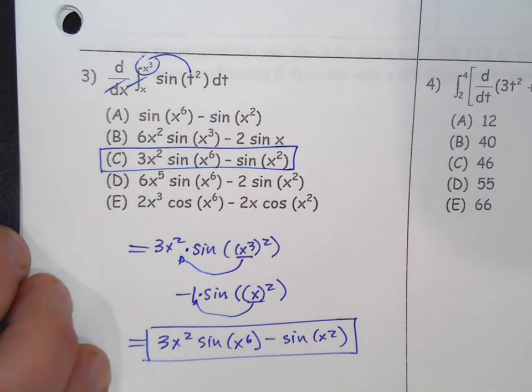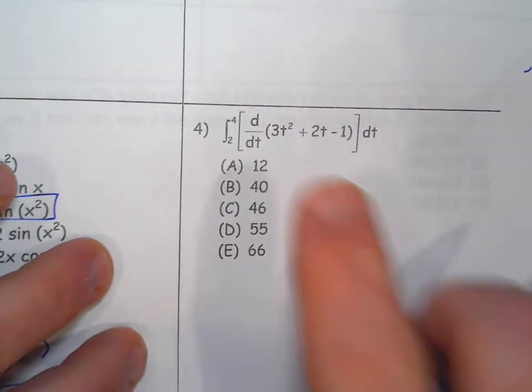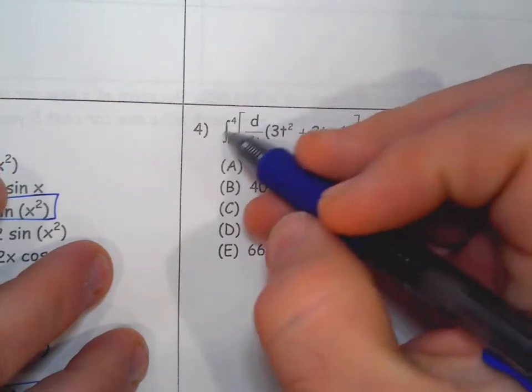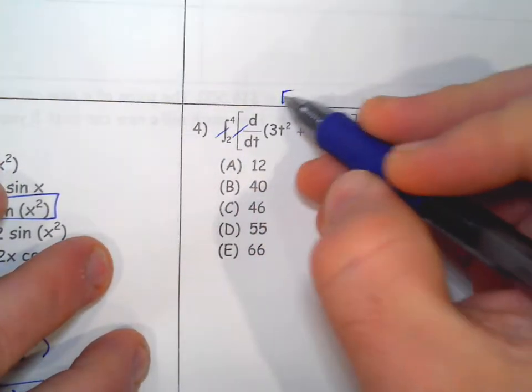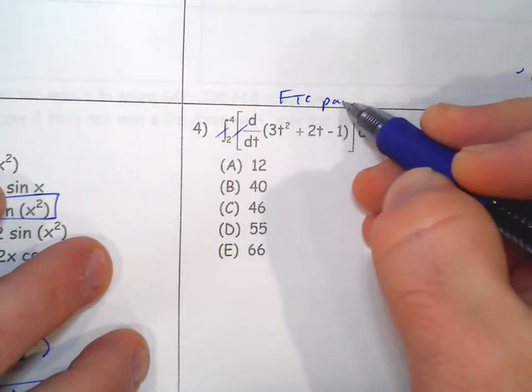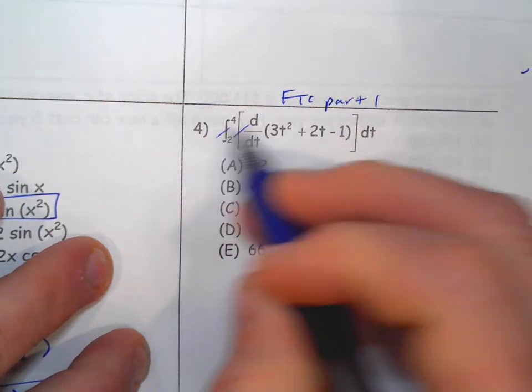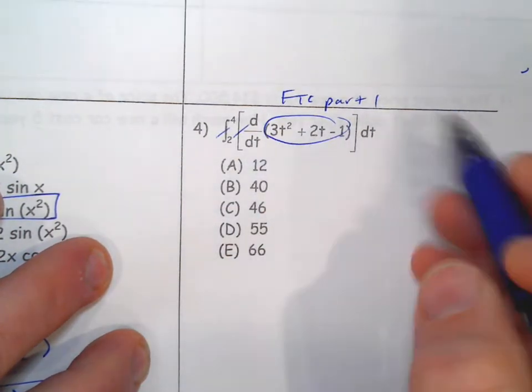Next one. So these are fast problems. I mean, you guys should like these. Now, this next one, you might be thinking, oh, I got to do the same thing. This is actually FTC part 1. So derivatives undo integrals. So then this would be the antiderivative.